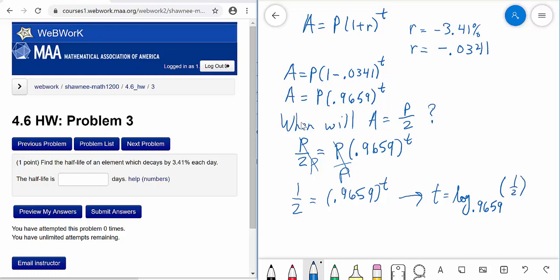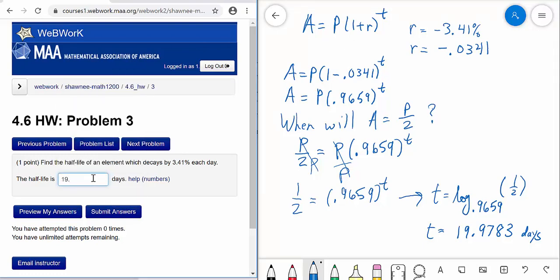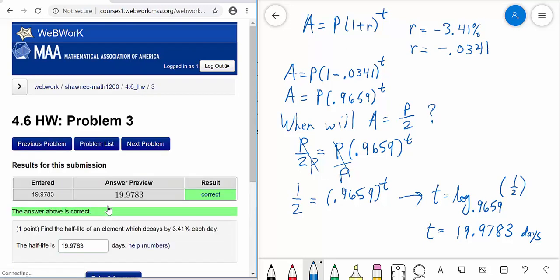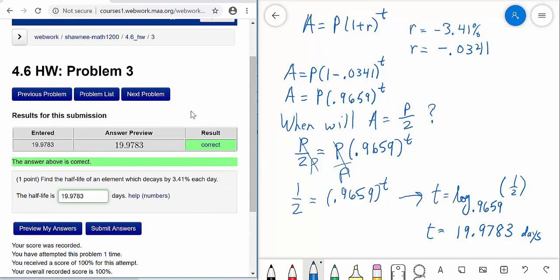When we enter this in a calculator, you would get approximately 19.9783, and that's days. So it would take approximately 20 days for the original amount to decay by half. That's the half-life. So I'm going to enter 19.9783. There we go.